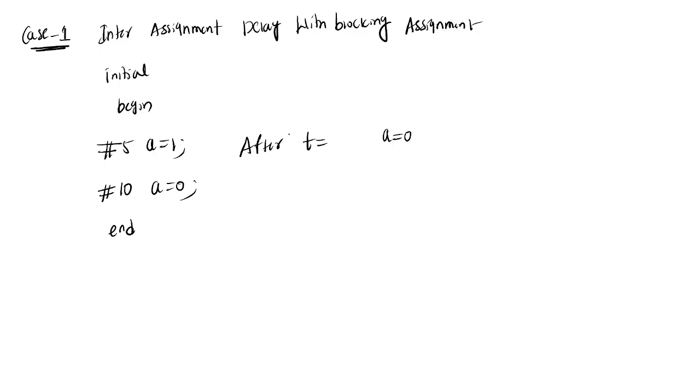So at t equal to 15 time units, a becomes 0. This is a blocking assignment, so when this is in, a becomes 1 at 5 time units. This time will be added: 5 plus 10 means a becomes 0 after how many time units? At t equal to 15 time units. Okay, this is case 1, and next we will see case 2, inter assignment delay with non-blocking.